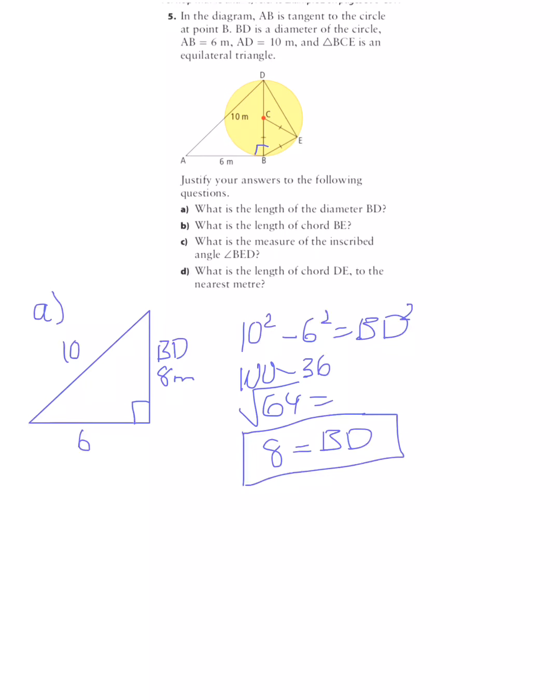Okay. Done part A. Part B. What is the length of chord BE? Okay, so we have to think here for a second. If we look at our diagram, we know that this entire diameter is 8. We know that this is a radius, right? Because we cut it in half. And we know that all three of these sides are the same. So this would be 4. All three sides of this triangle are 4 meters long. So the chord BE has to be 4. You can explain it that way: because it's the radius and because it's equilateral, they're all equal to 4.